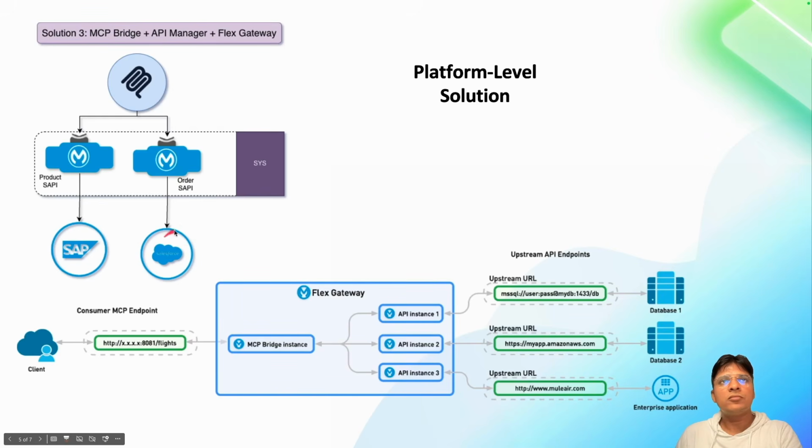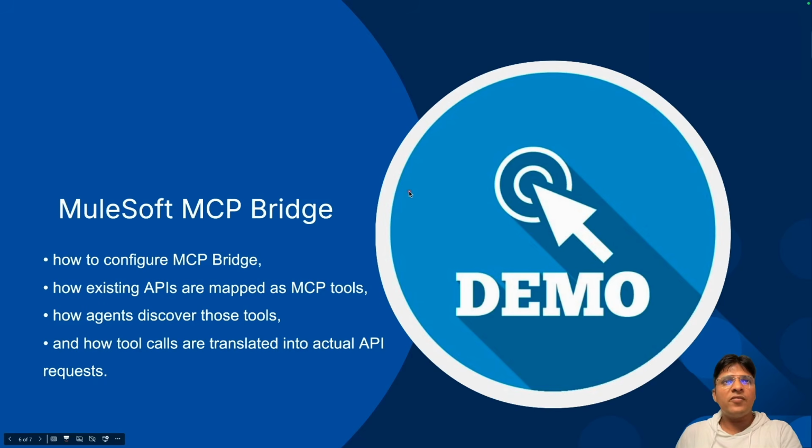Both the approaches, platform level solution and application level solution, still work, still fine. But you need to decide based on your requirement, you can pick one. But if your goal is to deploy your APIs quickly in a clean and enterprise level architecture, then I'll recommend going ahead with the MCP Bridge solution. Now, a lot of theory we have discussed. Let's look at the practical side of it.